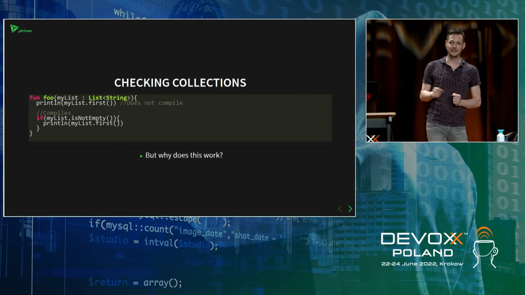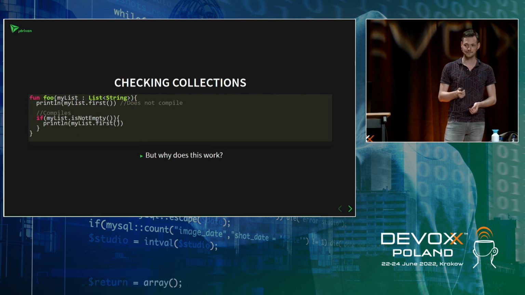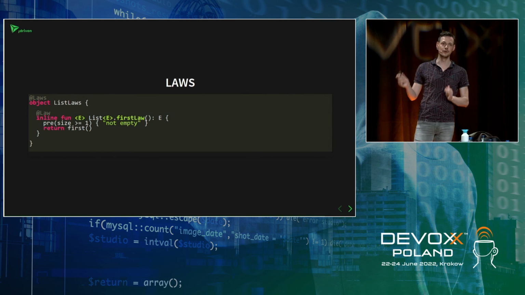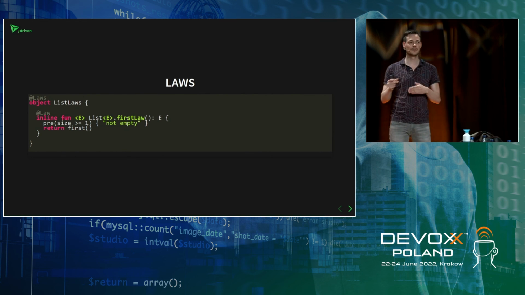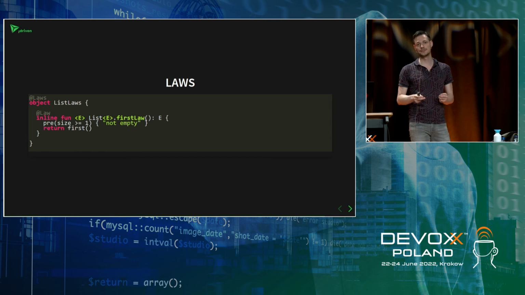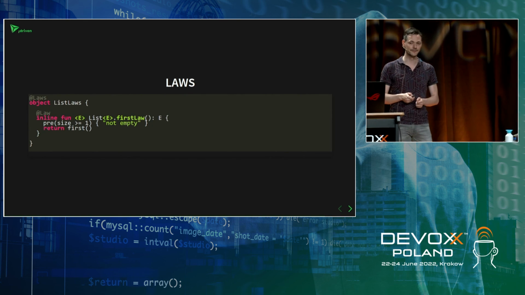This is a bit weird that this actually works, since the previous times we declared the data types ourselves. And this is because Arrow has something called laws, where you can add pre and post conditions to existing libraries. And the Arrow team actually wrote laws for all the collections already for you, so you don't have to do that yourself. So here, for example, for the first method of a list, we add some preconditions that need to be met.